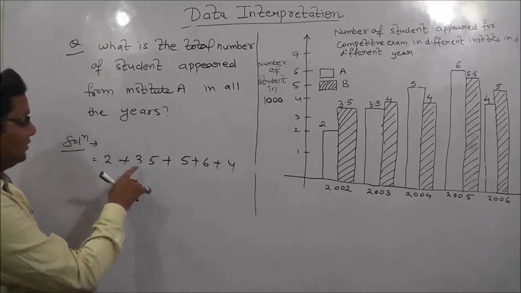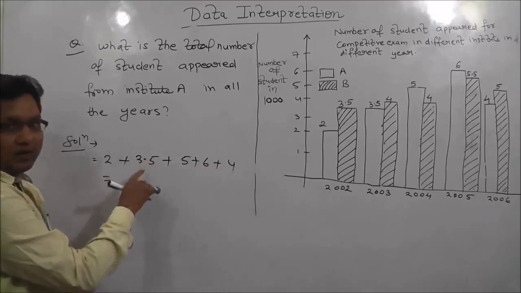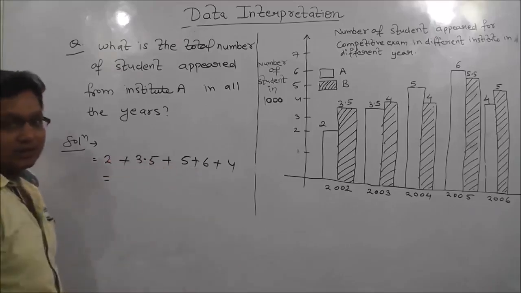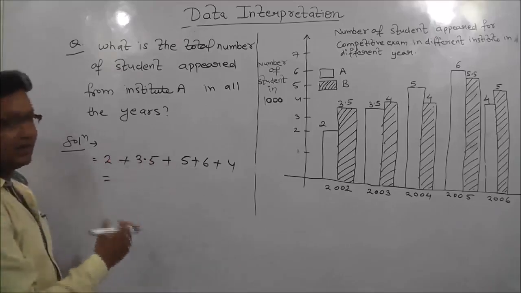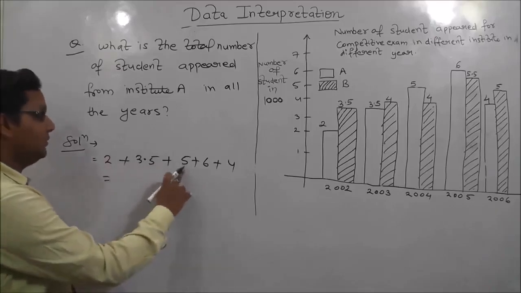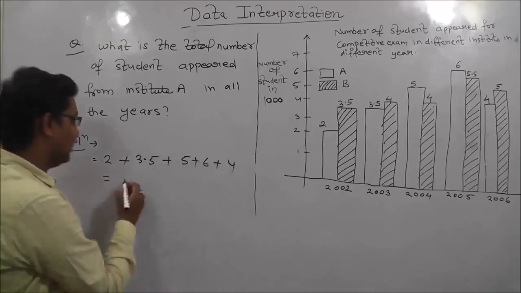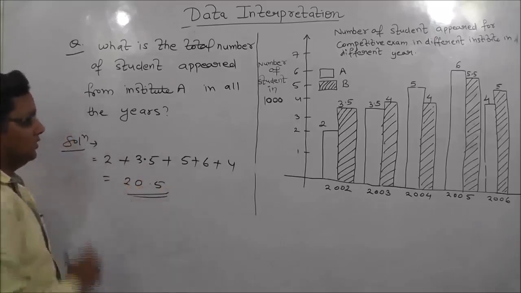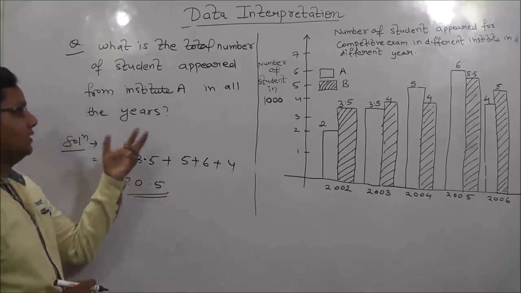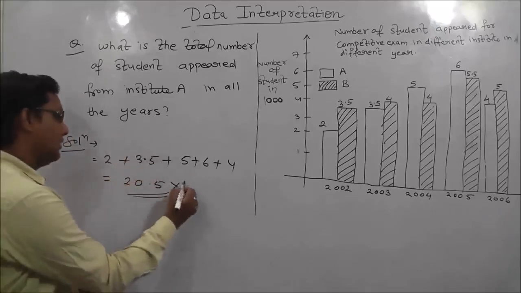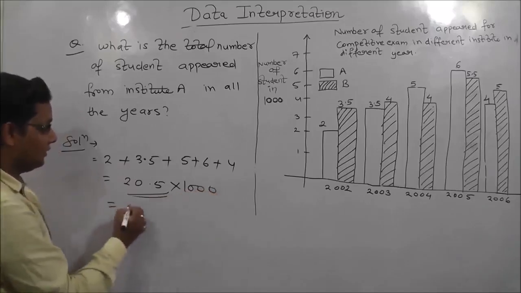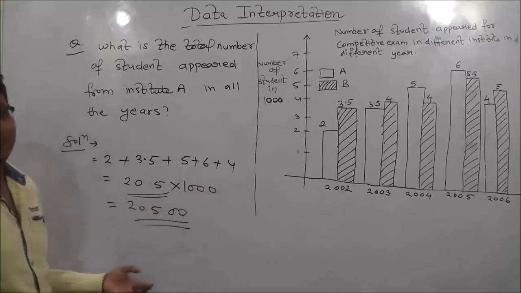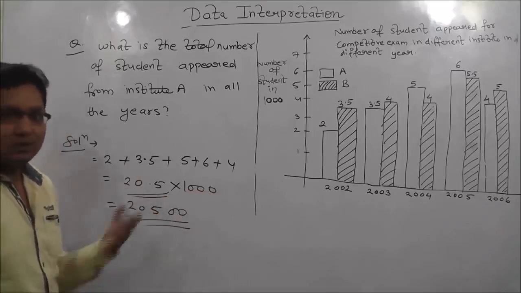So 2 plus 3. Okay, so don't add the decimal part first. You can add it also in the small calculation, but in the big calculation you first add the numerical part. 2 plus 3 is 5, 5 plus 5 is 10, 10 plus 6 is 16, 16 plus 4 is 20. So 20 and then add 0.5, that is 20.5. So the answer is 20.5, but the number of students is in 1000, so multiply by 1000. So our answer will be how much? 20,500. Okay, so in this way we have to calculate this question.